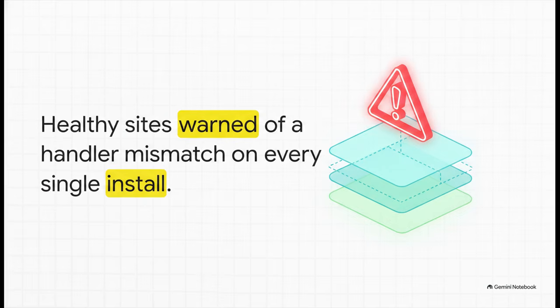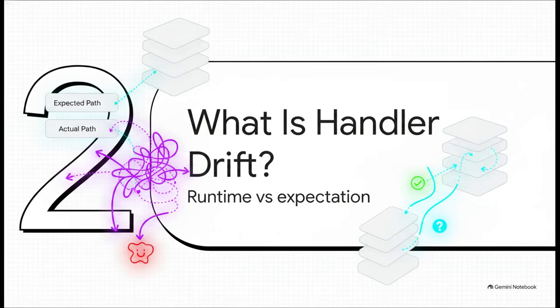You just spun up a fresh module, everything is healthy, and instantly, boom, a red flag waves claiming your handler drifted. And this wasn't just a fluke. Healthy sites were getting this mismatch warning universally because of how the underlying checks were built. Which brings us to Section 2.